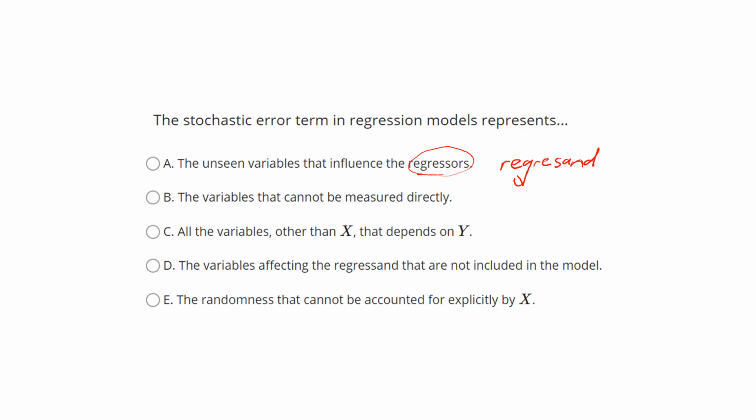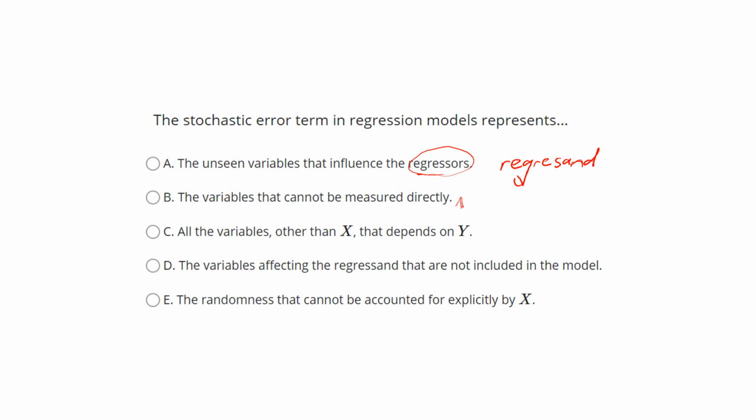B, the variables that cannot be measured directly. Okay, so we cannot measure a variable directly, but perhaps it does influence the regressand, or the dependent variable y. But because we can't measure it, we're therefore not accounting for it. It goes into the error term, gets accounted for by the error term. Okay, that's plausible. So we'll put a little marker here. That's not too bad an answer. Is it the best answer? Let's carry on and see.